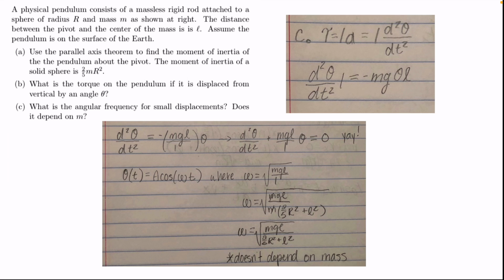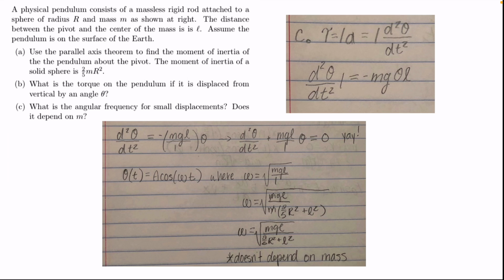And then in order to figure out if the angular frequency is dependent on m, we can replug in that moment of inertia we found in part A, which was m times (2/5 r squared plus L squared). And then once we do that, we can see that m will cancel. I wrote this incorrectly. The final answer should be the square root of gL over (2/5 r squared plus L squared). So yeah, that's the end of the problem.